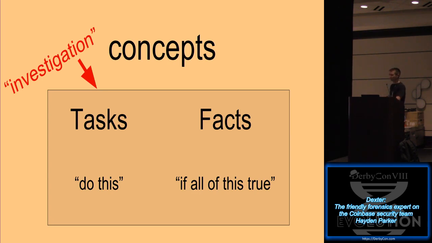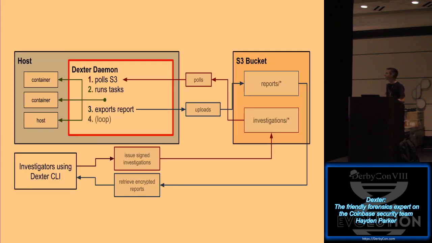And together this forms what we call an investigation. So Dexter is the mechanism by which we issue investigations into the entire environment, and then the hosts check, hey, are these facts true about myself? If they are, okay, I'll run the tasks, and then that generates a report for the investigators. All feeling good about that so far?